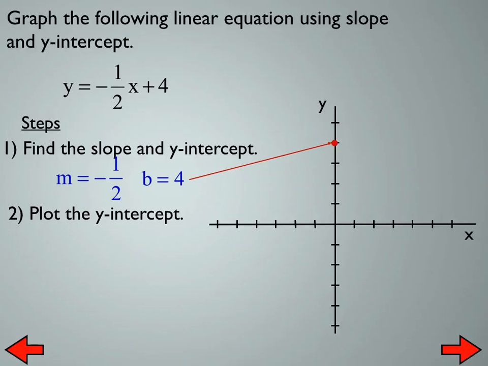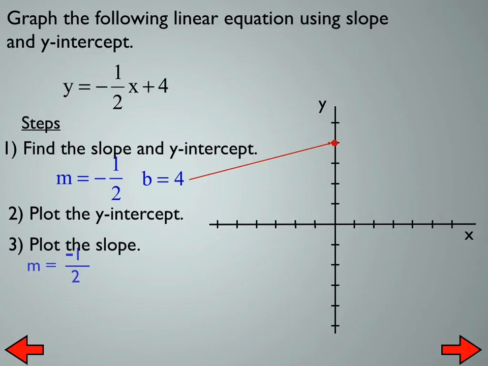From there, you could either go up 1, left 2, or down 1, right 2. But why would you not go up and to the right? Why would you not do that? Yeah, one of the two, either the rise or the run, has to be negative. Not both of them negative or both of them positive.